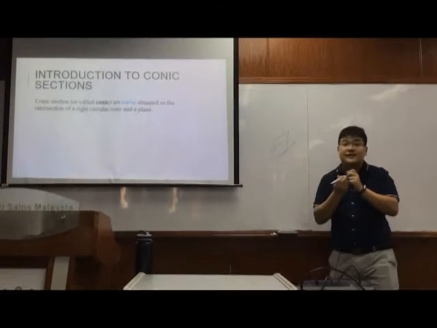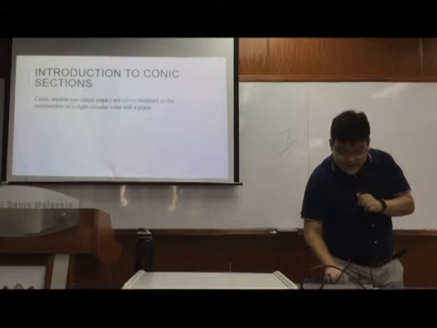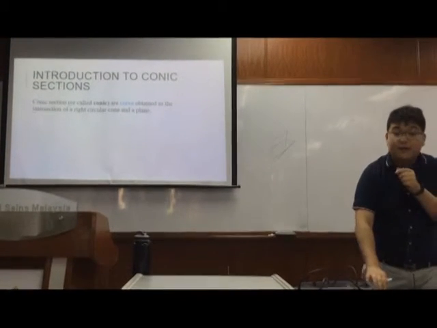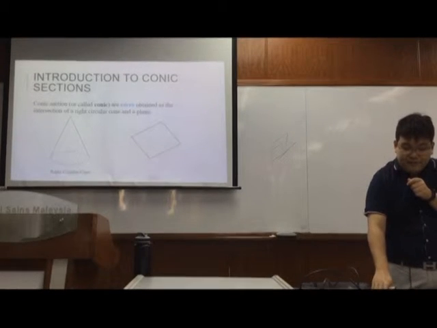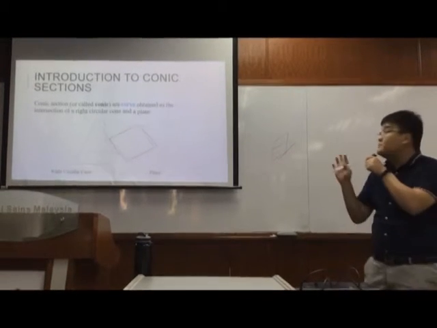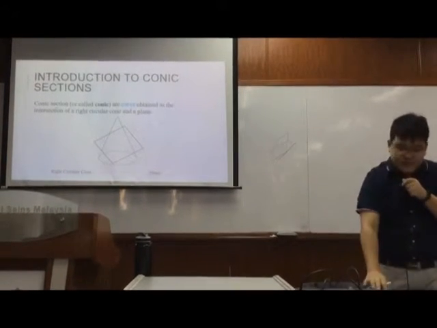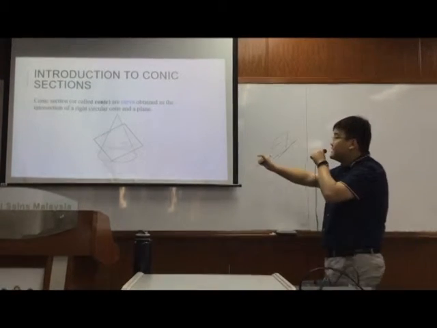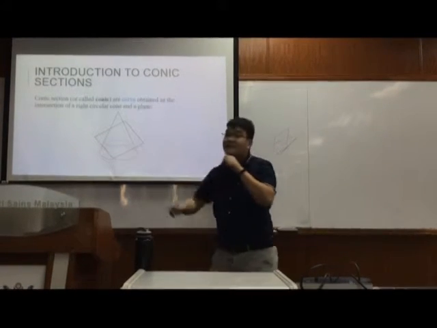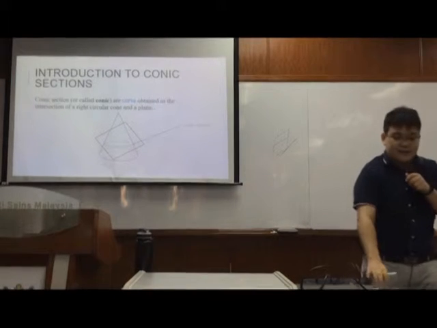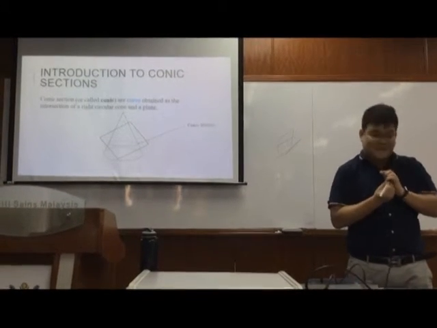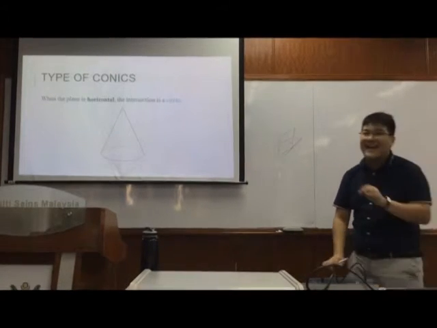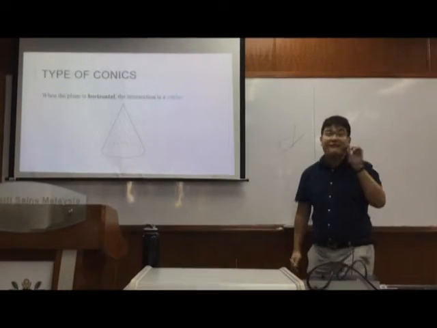This is the same method for a right circular cone and a plane. When you have a right circular cone and a plane, and these two intersect each other, they will form a curve. And this curve is known as a conic section. Understand? Okay, so now we'll move on to the types of conics.